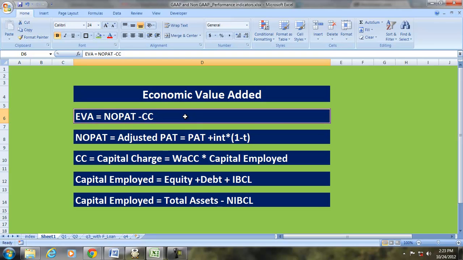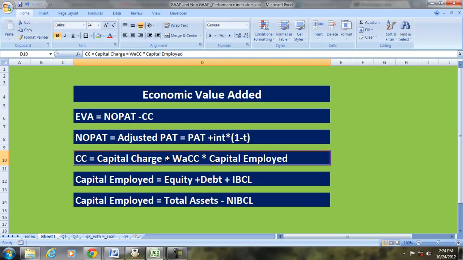We are removing the effect of leverage from the profit and we transfer that to the capital charge. So the NOPAT is an adjusted profit and is adjusted for the financing decision. So NOPAT is equal to PAT plus interest into 1 minus T. But here I would like to mention that at this stage we are assuming that there are no accounting adjustments. Otherwise we need to make some accounting adjustments to find NOPAT for calculation of EVA. So NOPAT without accounting adjustments is PAT plus interest into 1 minus T.